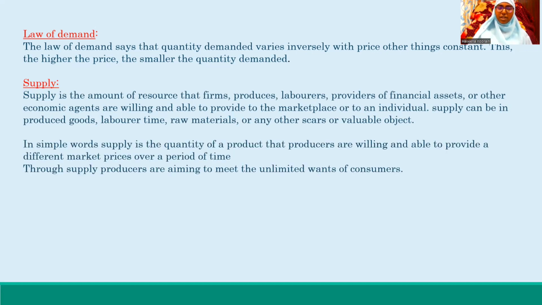In simple words, it is the quantity of a product that producers are willing and able to provide at different market prices over a period of time. Supply occurs when consumers have their wants and it becomes a demand in the market. When the demand arises, the suppliers produce those products according to the demand and supply them in the market.